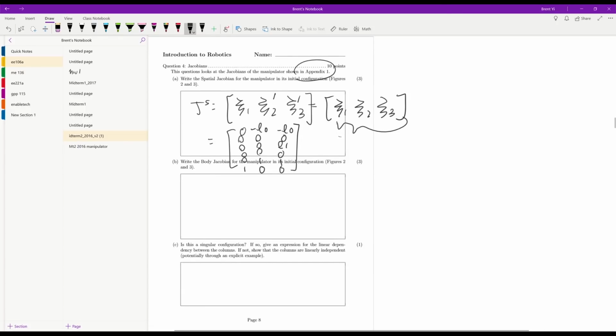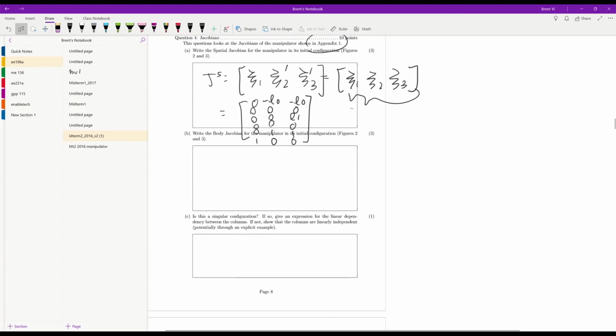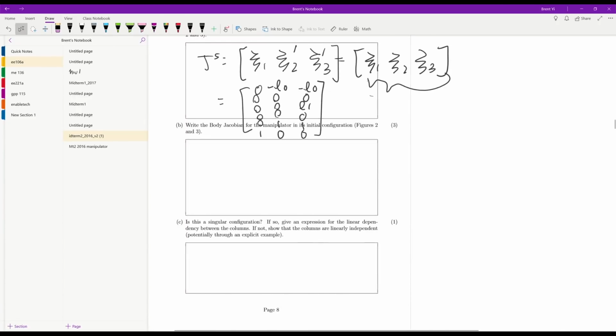Okay. So the next part wants us to write the body Jacobian for the manipulator in this configuration. This is going to require a little bit more work. We have a couple options here. We could, one, take the adjoint and try to translate from the spatial Jacobian to the body Jacobian. But the easier way is probably just to look back at the manipulator and compute the Jacobians from scratch.